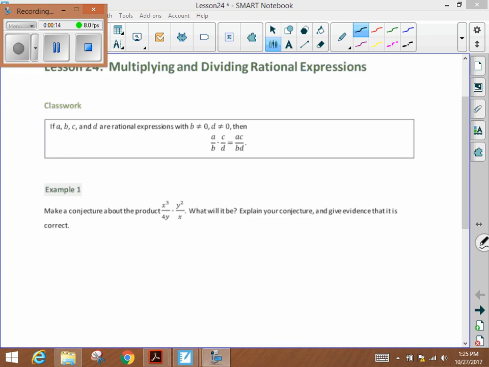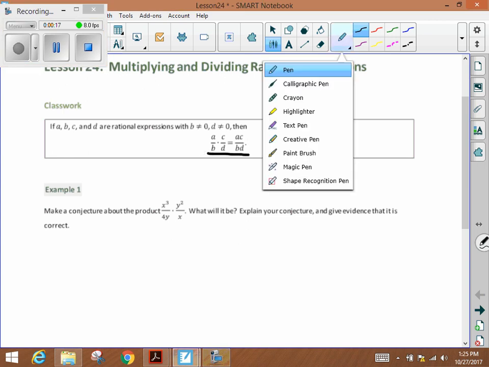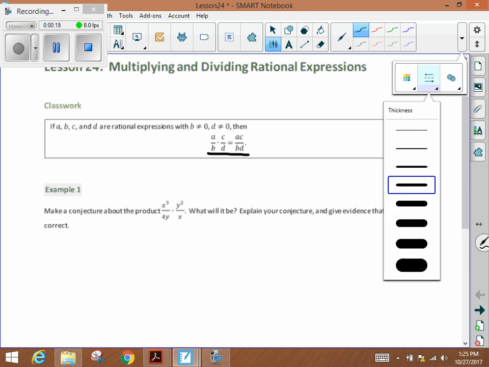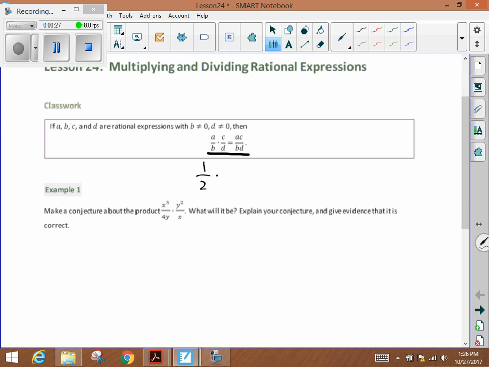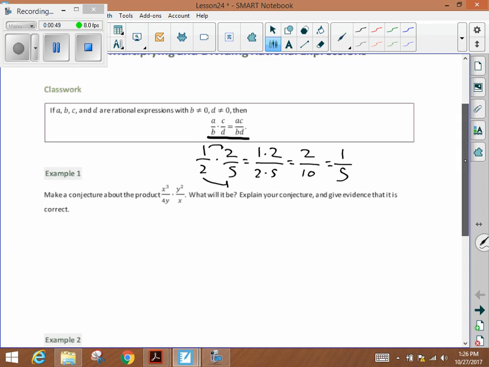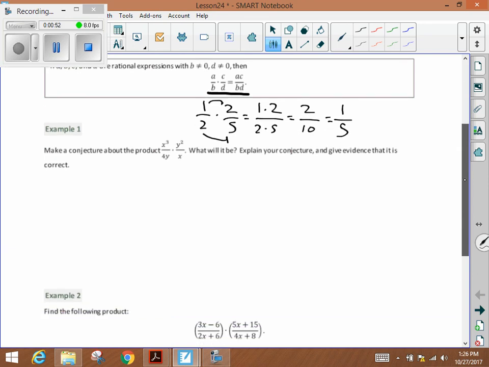All right, so the idea is we're going to be using this property of rational expressions. And you guys learned it a long time ago when you were but wee babes, when you were doing fractions, right? So you would learn something like 1/2 times 2/5, and you would multiply your numerators, 1 times 2, and then you would multiply your denominators, 2 times 5. And you would get 2/10. And of course, you have to simplify that and you would get 1/5. So that's essentially the property that we're going to be applying to these rational expressions.